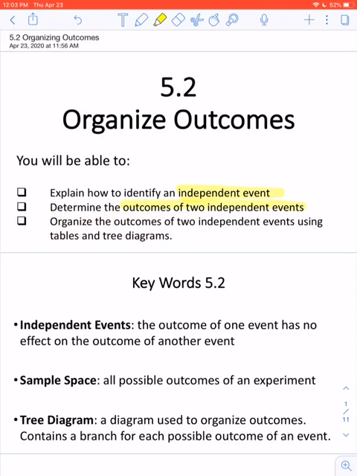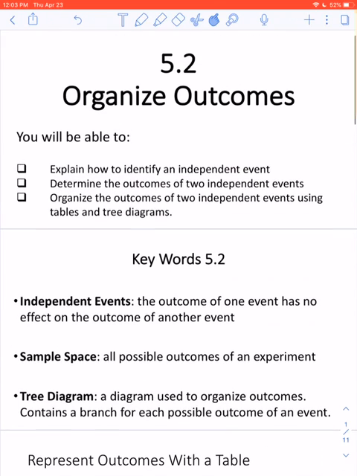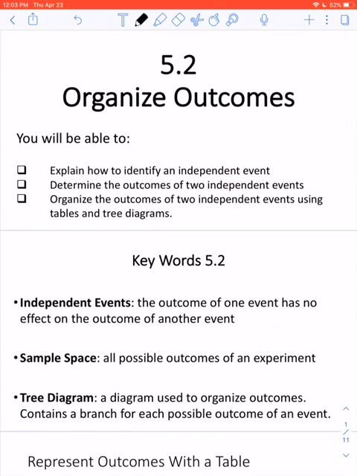So the key things there are that we're going to be going through a couple scenarios, and there's two ways to represent it: table and tree diagram. So those are the two skills we're going to learn today. So a couple of key words here, guys. Independent event. What is an independent event? It is the outcome of one event that has no effect on the outcome of another event.